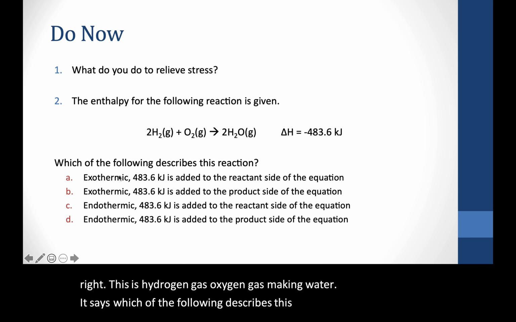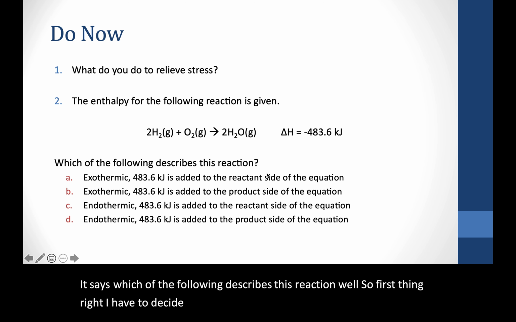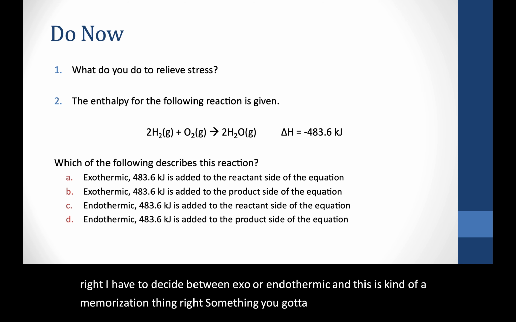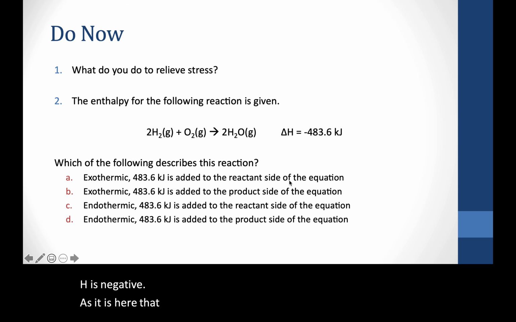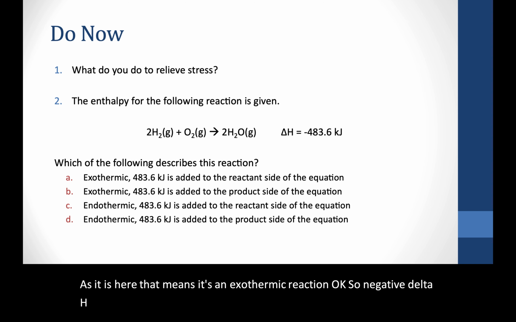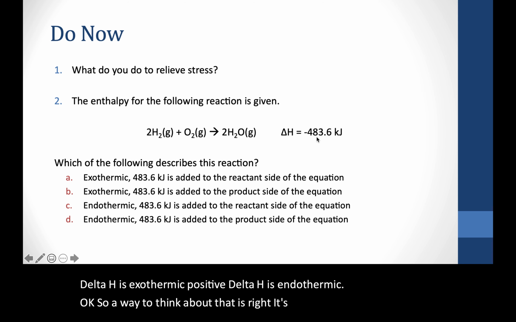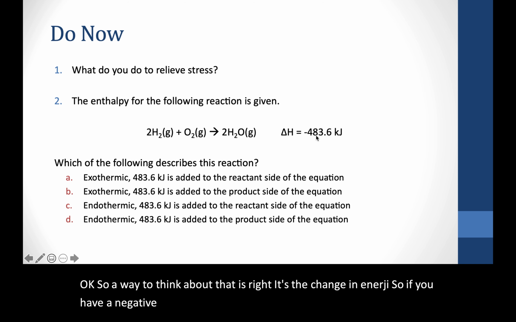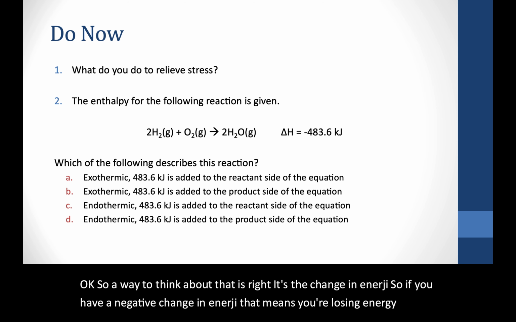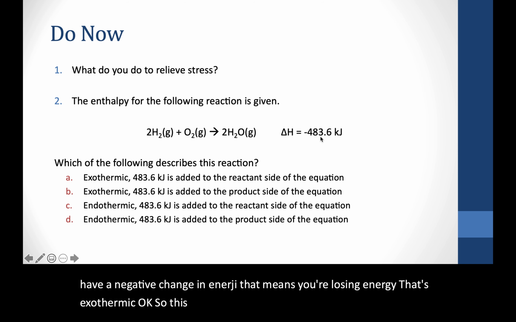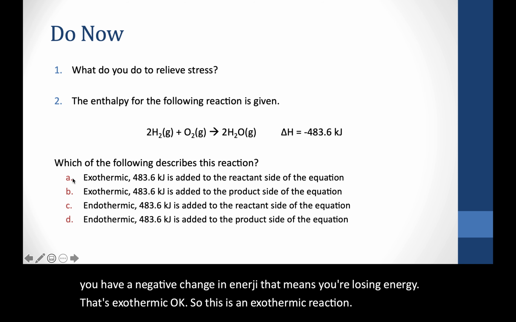Well, first thing, I have to decide between exo or endothermic. And this is kind of a memorization thing. Something you got to know is that if the delta H is negative, as it is here, that means it's an exothermic reaction. Okay, so negative delta H is exothermic, a positive delta H is endothermic. A way to think about that is it's the change in energy. So if you have a negative change in energy, that means you're losing energy. That's exothermic. Okay, so this is an exothermic reaction, and so we're deciding between A and B.